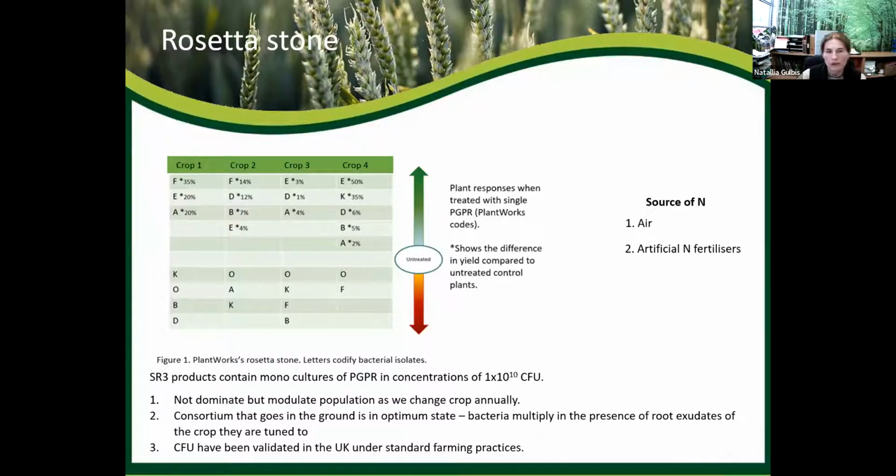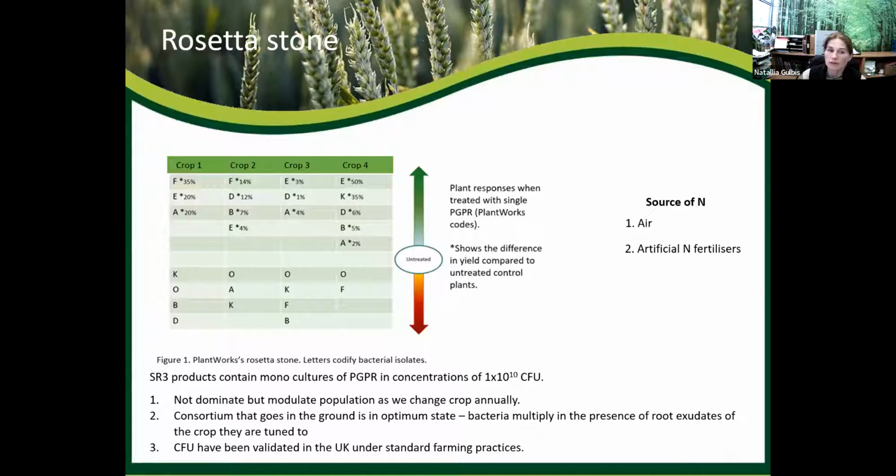And we thought that if we combine more species, it will be more beneficial. Basically, the more the better. But it turned out to be the wrong approach, because certain species benefit certain crops. Here, the letter-coded items are different bacterial species. And you can see, for example, species F is beneficial for crop 1, but not so beneficial for crop 3.